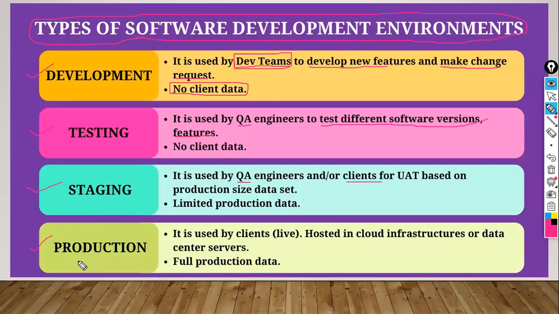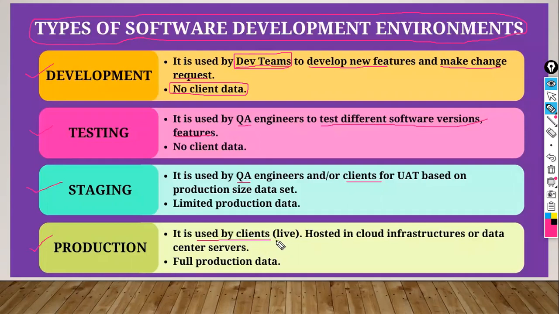Coming to the last and important one, the production environment. The production environment is used by the clients. Clients here is nothing but, for the software company, Flipkart is the client, but for Flipkart, who is the client? Who is the client for Flipkart, guys? Whoever is accessing the Flipkart application to purchase some products, they are clients for Flipkart. So here, clients are nothing but general users.